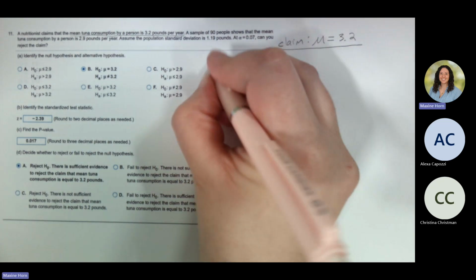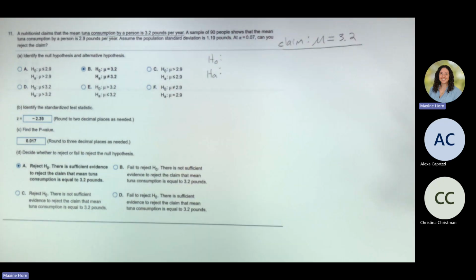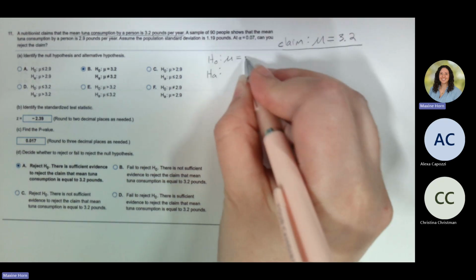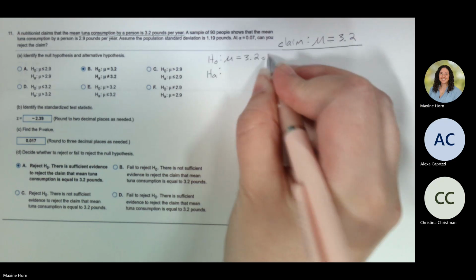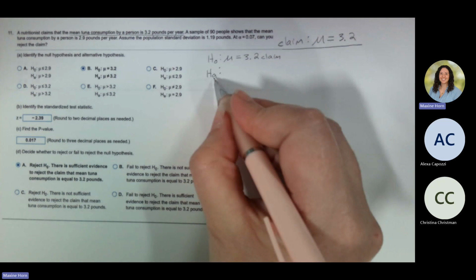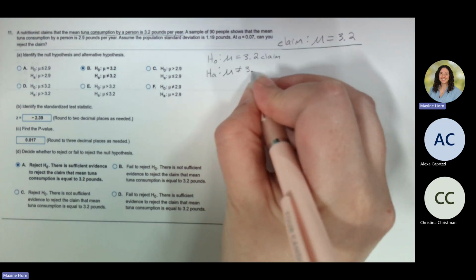Okay, so now we need to say, did we just write a null hypothesis or an alternative hypothesis? The null hypothesis always has some type of equality in it, and this does. So they just gave us a null hypothesis. Now we need to write its complement, the alternative hypothesis. The complement to equal is not equal.